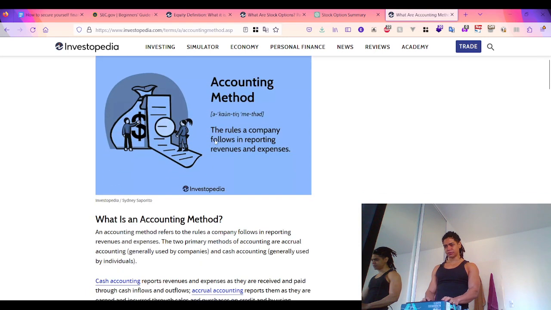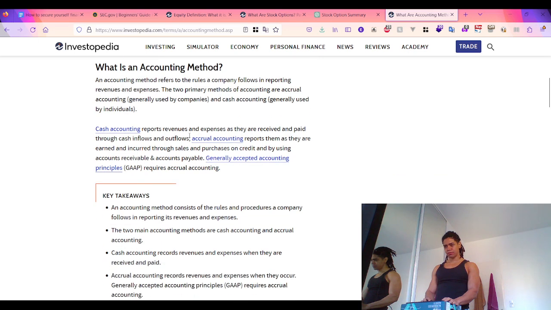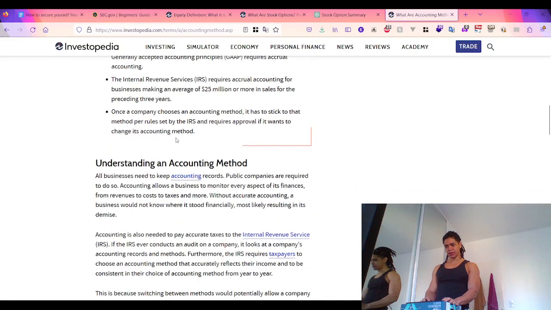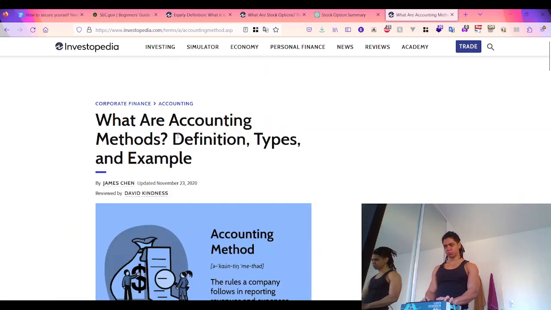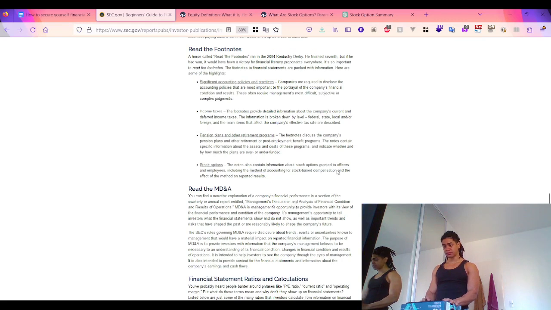What are the accounting methods? The method of accounting for stock-based compensation and the effect of the method on the reported results. So stock-based options are one of the topics in the footnote of a financial statement.